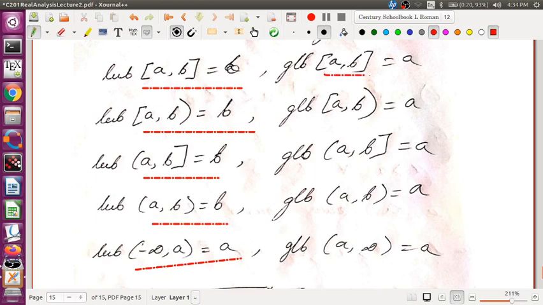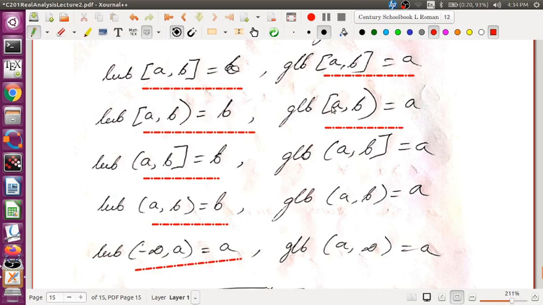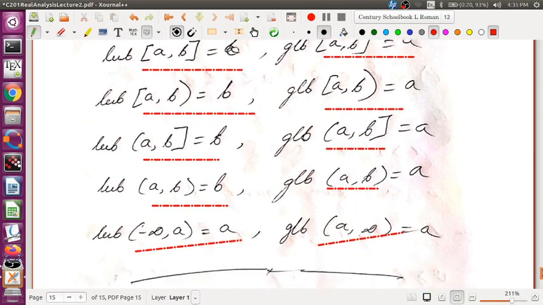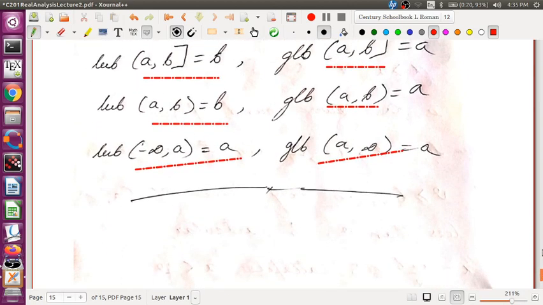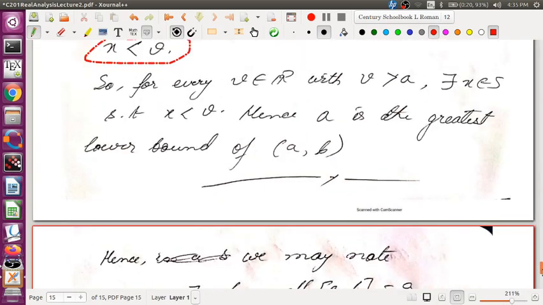Similarly, the greatest lower bound of the closed interval [a, b] is a. Greatest lower bound of the right half open interval is the left endpoint. Greatest lower bound of the left half open interval is the left endpoint, right? Greatest lower bound of an open interval is the left endpoint. And greatest lower bound of the open interval (a, infinity) is the left endpoint, right? So I hope you have got some idea about greatest lower bound and least upper bound.